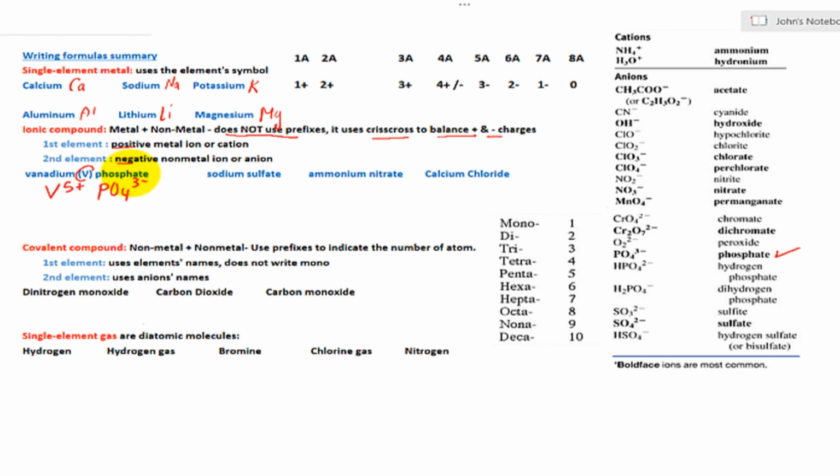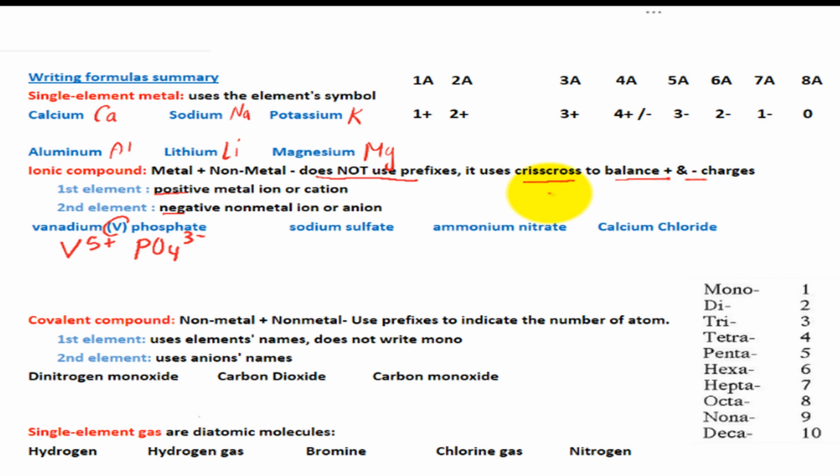Now to balance out the charge, we're going to crisscross and carry the number only. So crisscross numbers only. In this case, we crisscross and we carry down the 3. That 3 represents there are 3 vanadium. So we have V3. Now that 5 is going to carry down to represent the number of phosphate, which is 5 phosphate. But phosphate is a polyatomic ion, so we have to use parentheses to group the polyatomic ion together, and we have PO4 parenthesis 5.